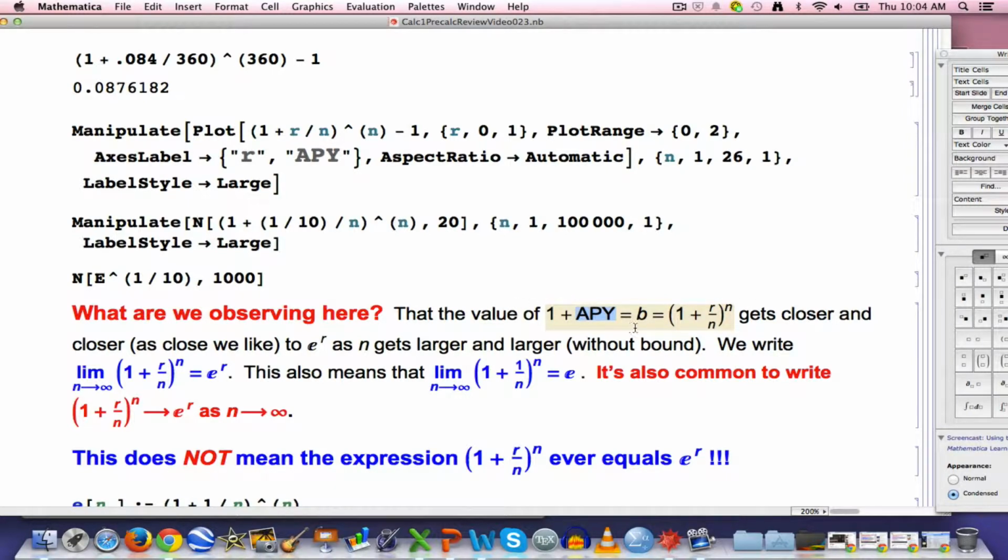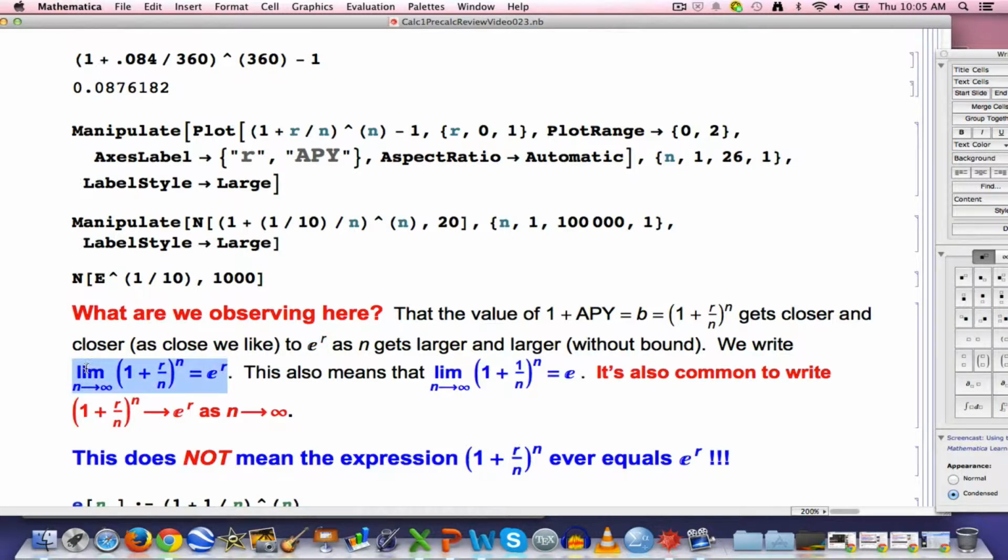We saw that this expression gets closer and closer to e to the r for fixed r as n gets larger and larger. A little bit more precisely, this expression gets closer and closer, in fact as close as we like, to e to the r as n gets larger and larger without bound. We can make the distance between this expression and e to the r as small as we want, as long as n is sufficiently large.